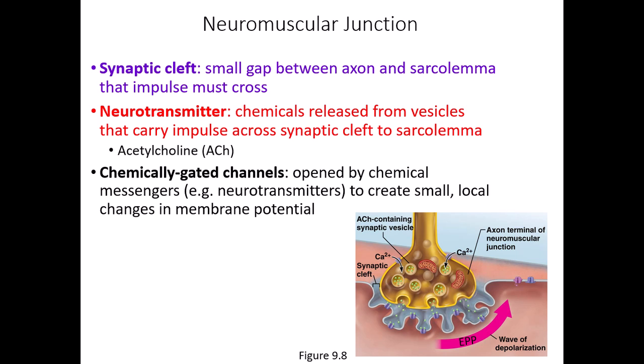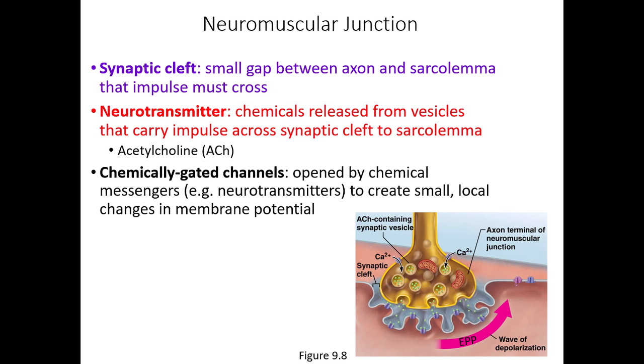So exocytosis puts the neurotransmitter into the synaptic cleft. But then it has to move across that space to get to the receptors on the sarcolemma. And you can see the receptors are those little blue things in the picture on that wavy muscle margin. And so the cellular mechanism that's going to move a molecule from an area of high concentration to an area of low concentration, you know, is diffusion.